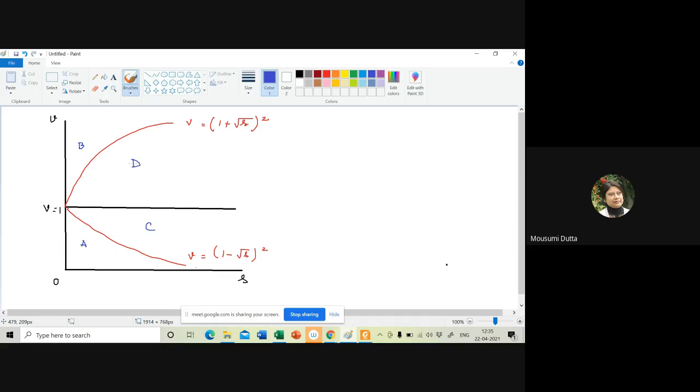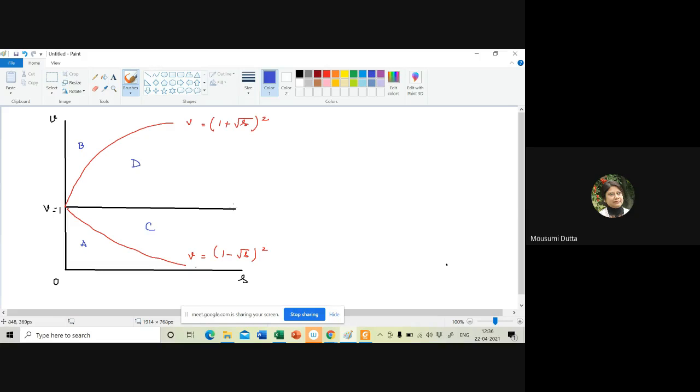What about A? A will contain the stable values or unstable values? Stable values. V is less than 1 minus root S whole square, so it is less than 1. So zone A will contain the stable values. And what about B? Unstable values. Okay. So A stable values, B unstable values. Now what about C? Stable, because V is less than 1. V is 1 along this horizontal line. V is still less than 1. So stable. And what about D?